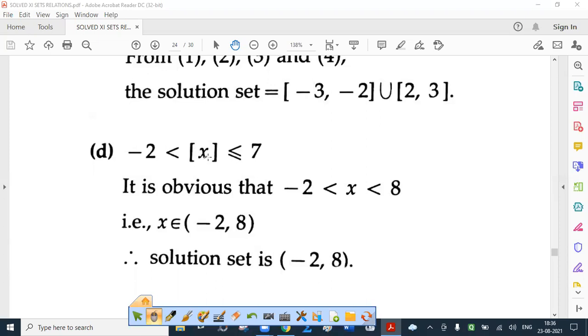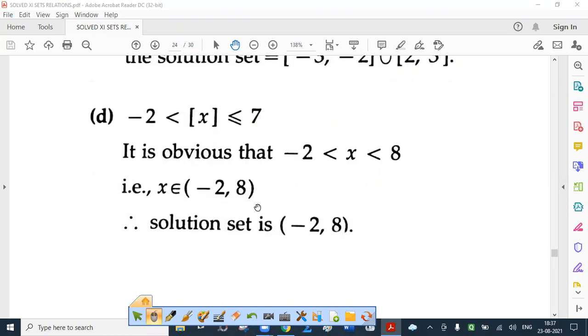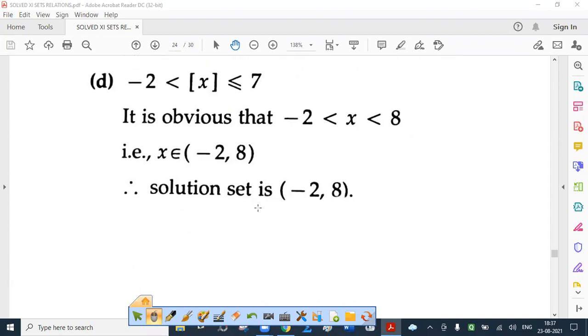Because as soon as you say x equal to 8, what is step value of 8? It is 8 only. Is 8 less than 7? No. That is why. Okay. So the solution set is open interval -2 to 8. See, when you write the answer, you should check that answer. Assign any value to x between -2 and 8 and see whether this works or not. Suppose I say 3.2. What is step value of 3.2? 3. Can I say -2 less than 3 less than 7? Yes, I can. Okay. So this is the D part. I think, yes, that's it.